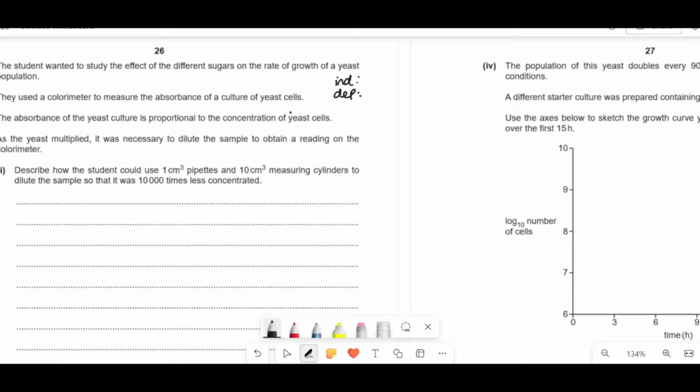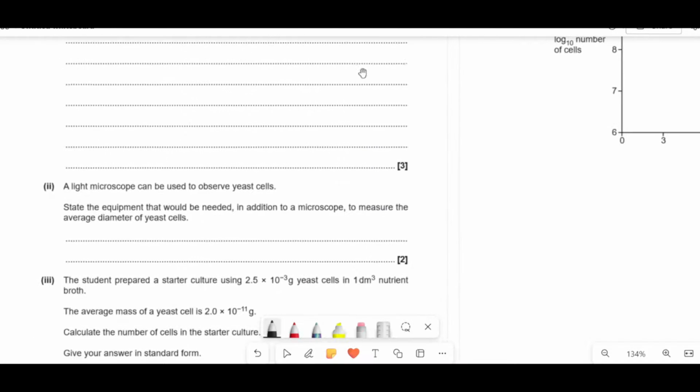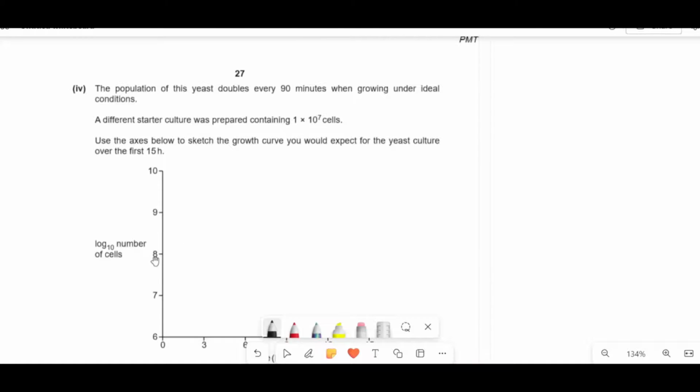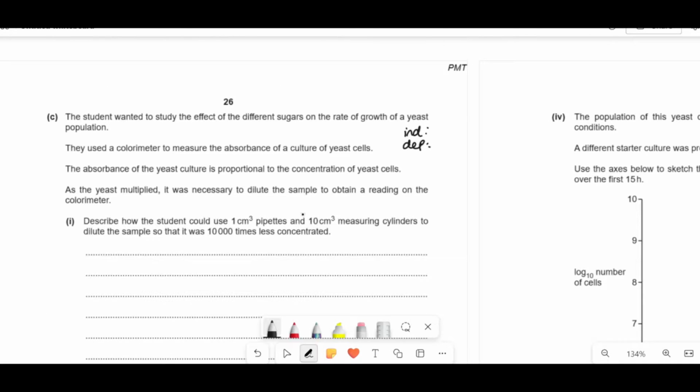As the yeast multiplied, it was necessary to dilute the sample to obtain a reading on the colorimeter. So then, if we just have a quick skim of everything else, what did they actually do? Their independent variable is the sugars again. The dependent might be the absorbance from which they're deriving the number of cells.